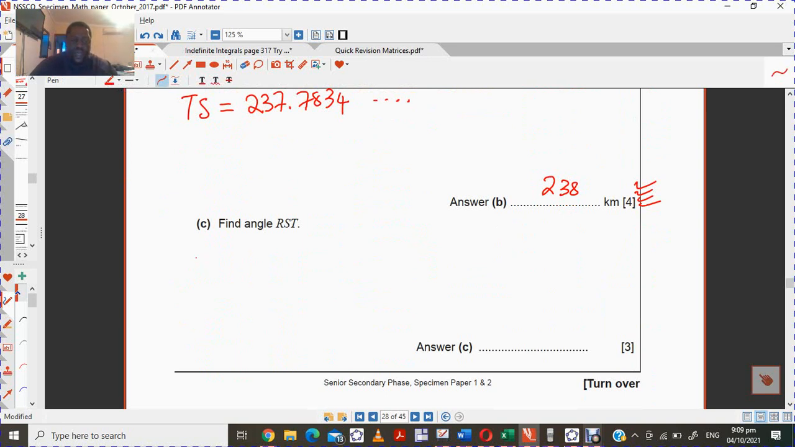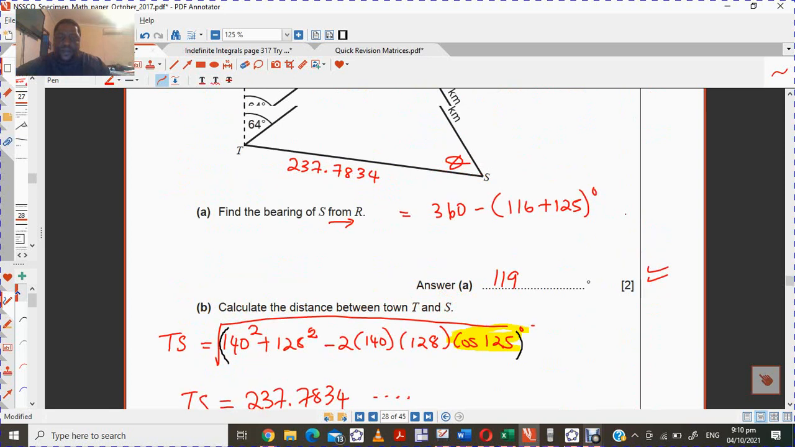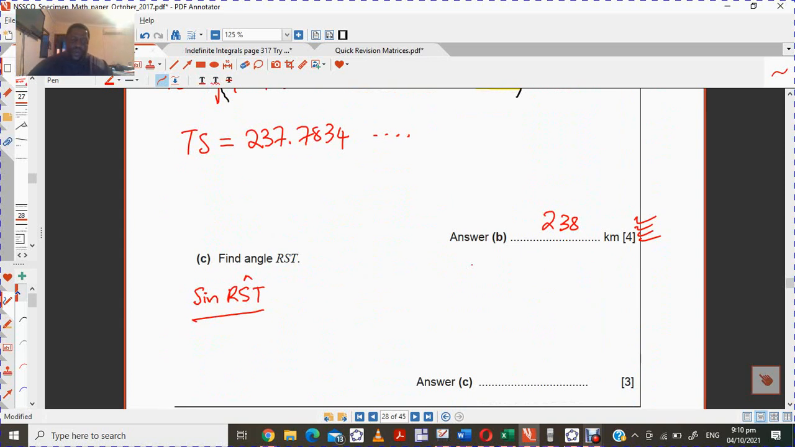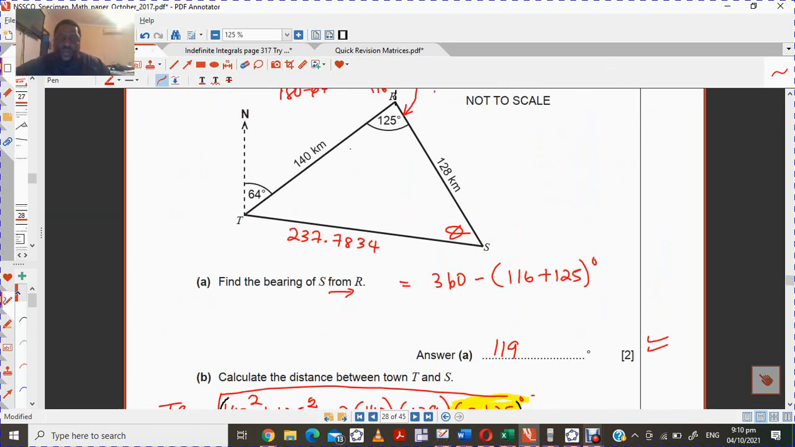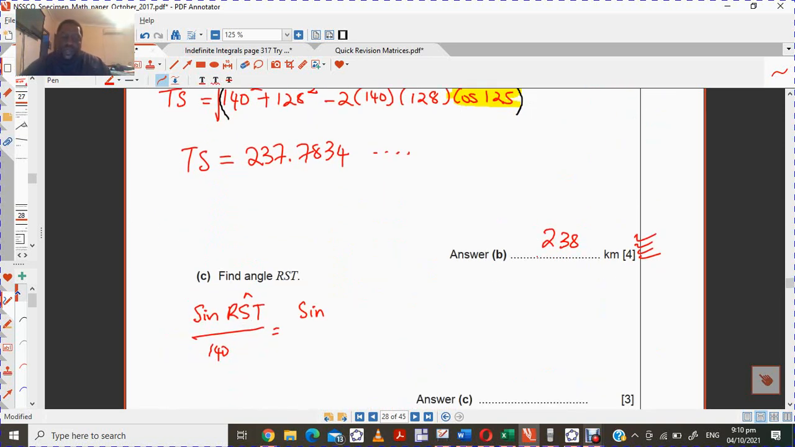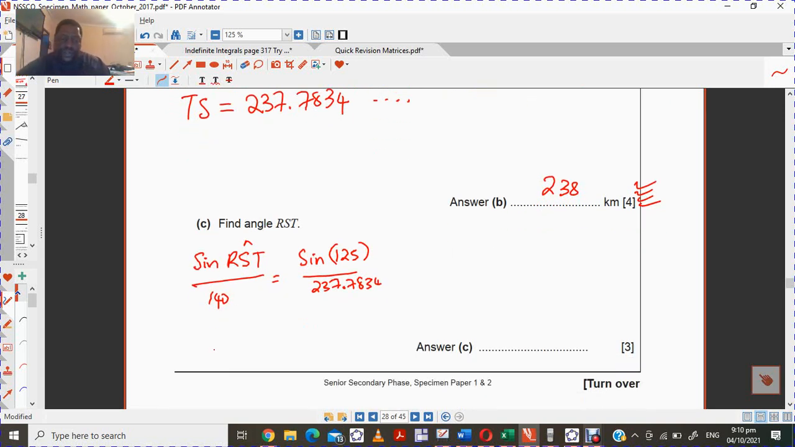Well, let's start with the angle, the sine of RST over, what is that distance that is opposite that angle that I'm looking for? It's 140. So 140 is equal to the sine of the angle of 125, just making sure, sine of 125 over 237.7834. Okay, now it becomes a straightforward issue.